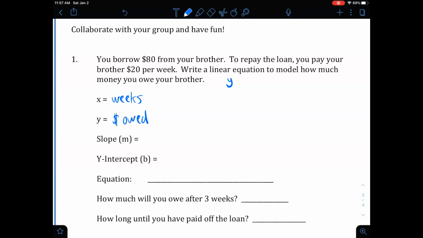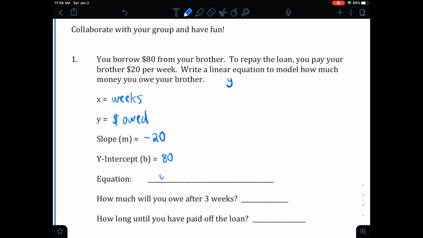If you owe $80 and you are giving back $20 per week, is it going to be positive 20 or negative 20? It's going to be negative 20, right? You have a debt of $80 and you're taking away $20 per week. So it's going to be negative 20. And our y-intercept is what we start with. That's going to be our $80.